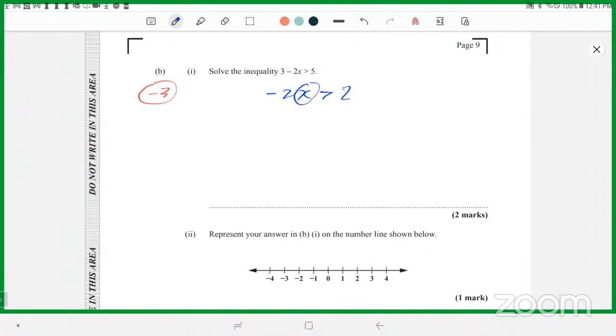Then, to leave x as the subject now, I need to divide both sides by negative 2. So now I need to divide by a negative number. Let's write it: I'm going to divide by negative 2. But because I'm dividing by a negative number, I have to reverse that greater than sign.